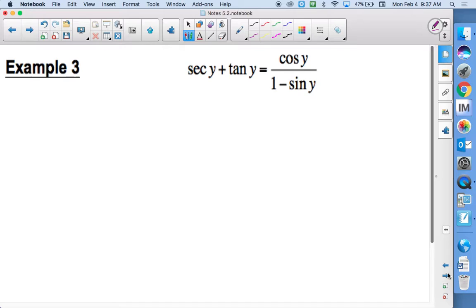Anybody starting with the right side? I think the right side for this one might be a little easier to look at. To start with, you did the right side too. Both of them work.